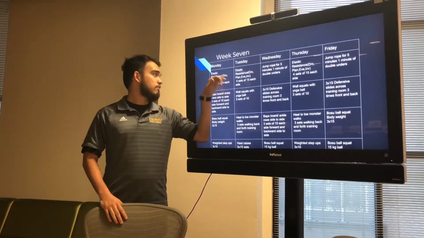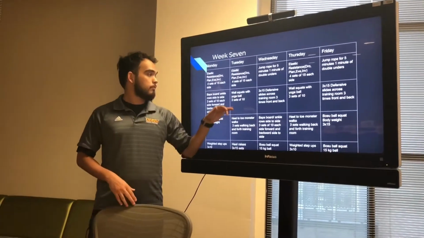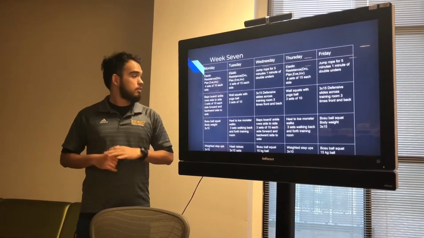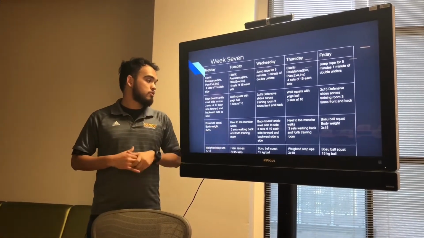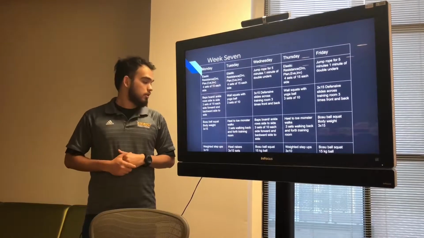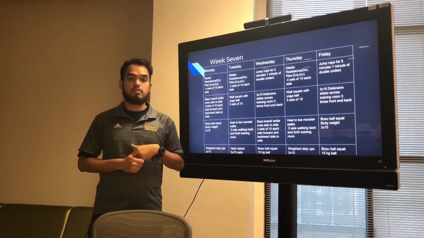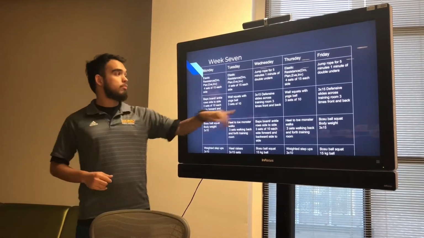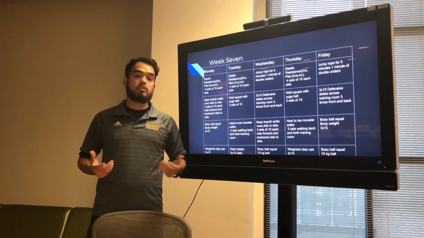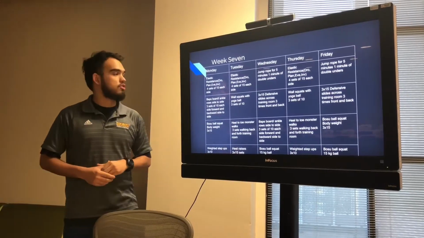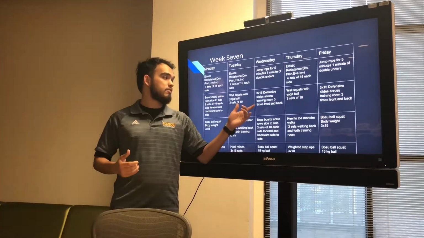And next day we also have the same thing, 4-way ankle. Then we have wall squats with a yoga ball. We have heel toe monster walks. We'll show more in the video that we're gonna have Marcus present. We have heel raises, 3 sets of 15. We have jump rope for 5 minutes. 1 minute will be double unders, so it's a little bit more advanced jump rope. We have defensive slides.